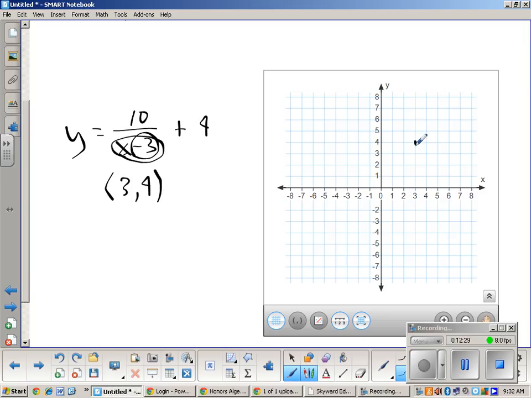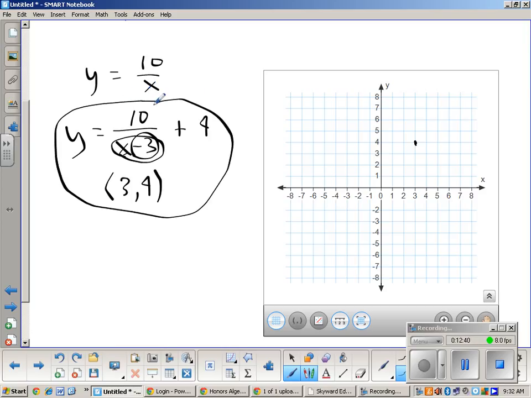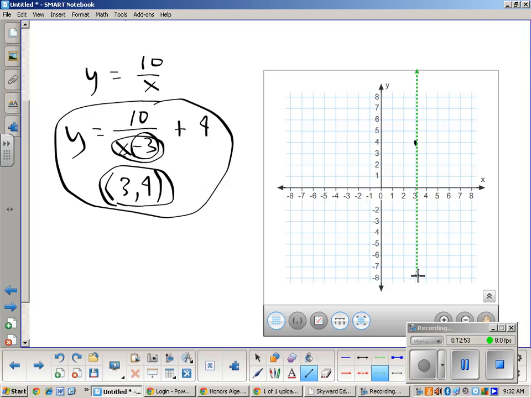That's the new origin. So this graph, y equals 10 over x, is going to still be the same as this graph right here, except instead of the center being at the origin, it's going to be at the point 3, 4. And so I'm going to draw, and you need to do this also, dotted lines that represent your new x and y axis.